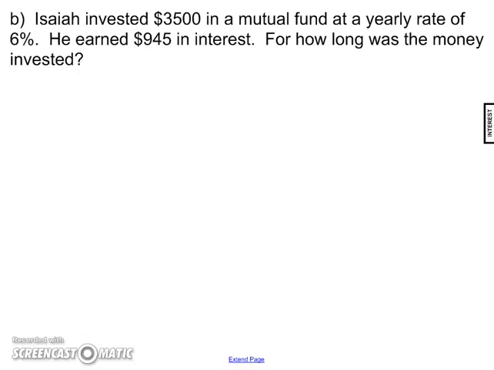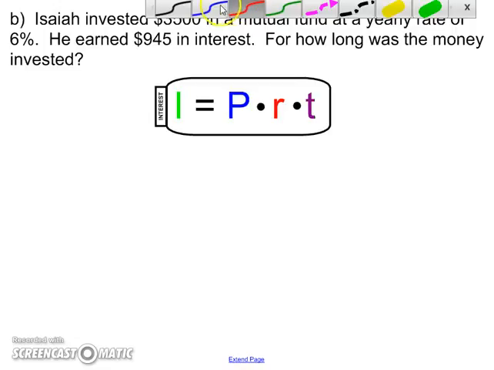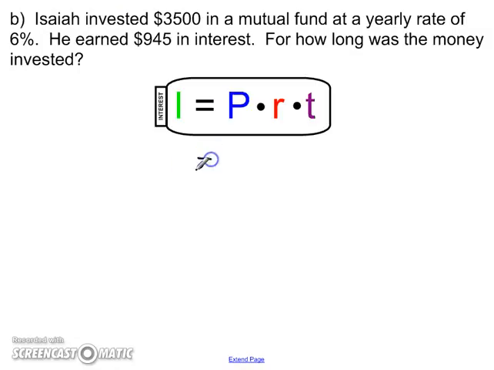Isaiah invested $3,500 in a mutual fund at a yearly rate of 6%. He earned $945 in interest. For how long was the money invested? Now here's the nice thing about this formula: because it has 4 parts, I can answer 4 different questions. Watch what happens if I insert the information I'm given into the formula. Isaiah invested $3,500 in a mutual fund. That sounds like the principal to me. So $3,500 is my principal.